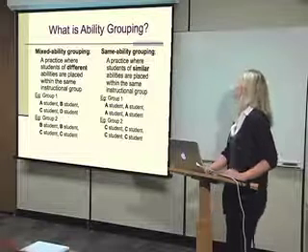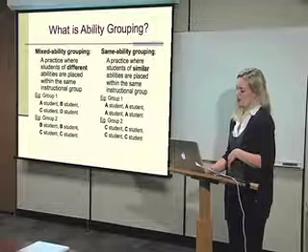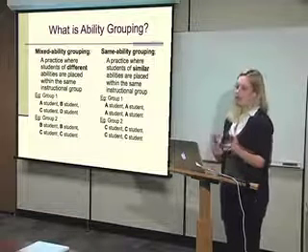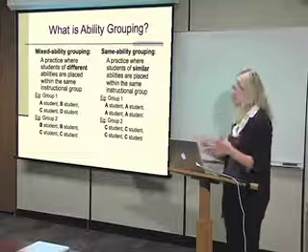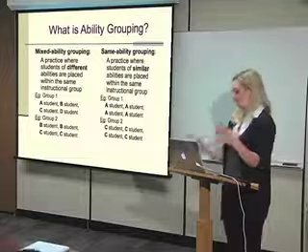Mixed ability grouping is a practice where students of different abilities are placed within the same instructional group. For example, you can have group 1 where it's an A student, a B student, a C student, and a D student all in one group. Or another example of B, B, C, C. So they're all just different abilities in one group.